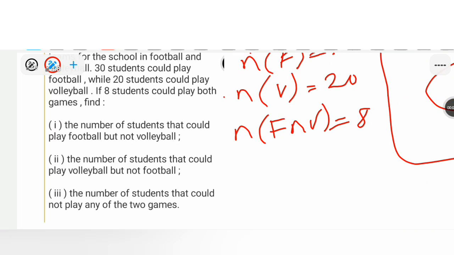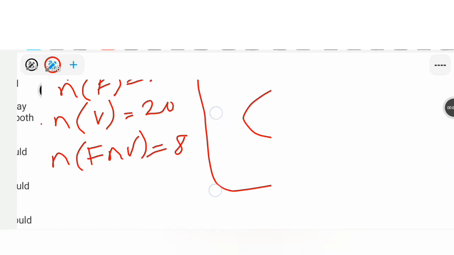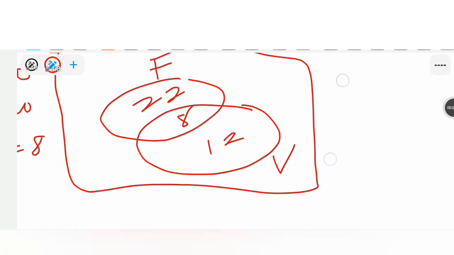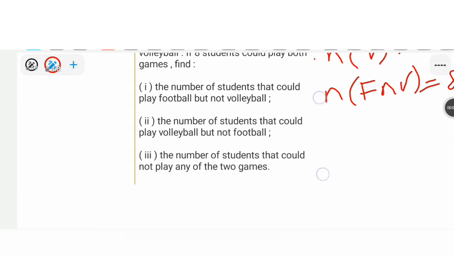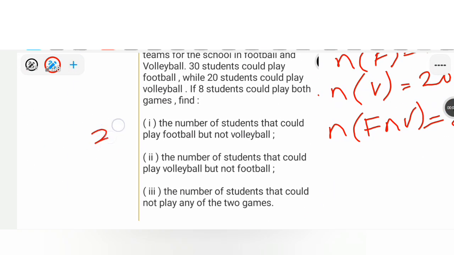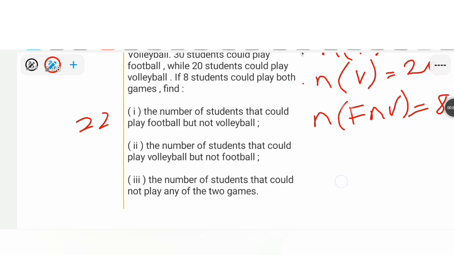Number of students that could play football but not volleyball. So volleyball is not involved. That means you are priming volleyball. This circle should not be involved. So that means our answer is just 22. So the answer to this first question here is 22.